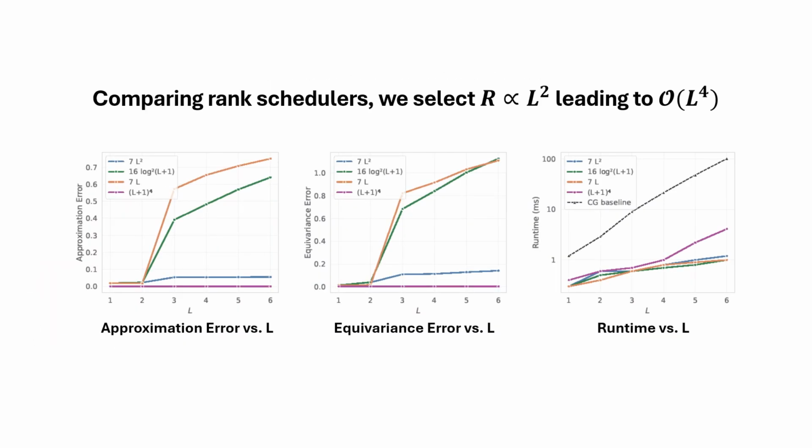We pick the rank automatically with a rank scheduler that ties it to the maximum angular degree. After comparing several schedulers, we use rank is almost equal to 7 times degree squared, which keeps accuracy high and brings total runtime down to roughly the 4th power of angular degree.